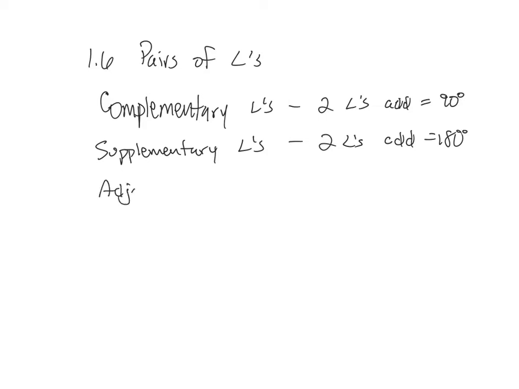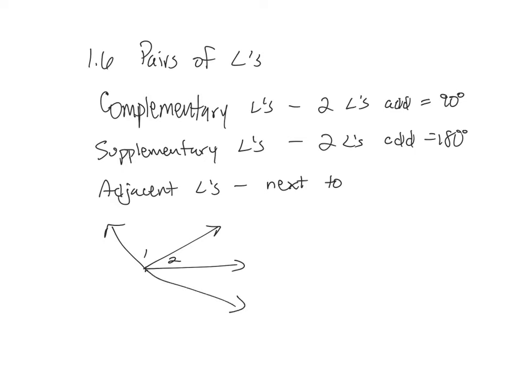Adjacent angles. Adjacent just means next to. So if you had three angles like that, you could say that angle 1 and angle 2 are adjacent, angle 2 and angle 3 are adjacent, but 1 and 3 are not. Okay.